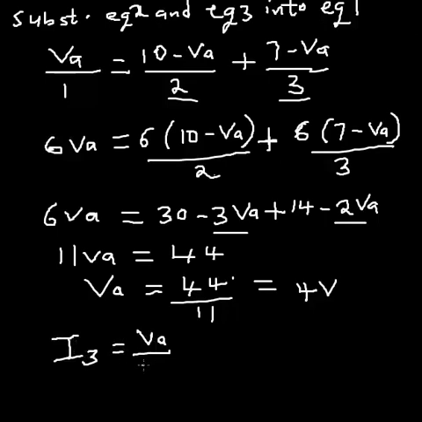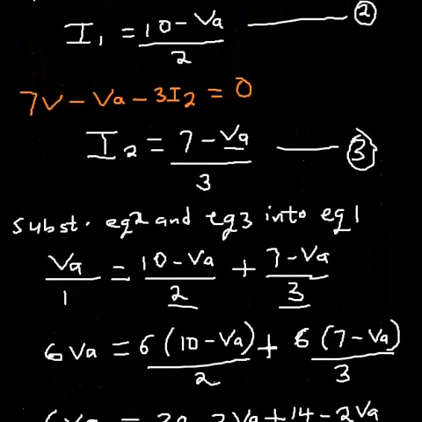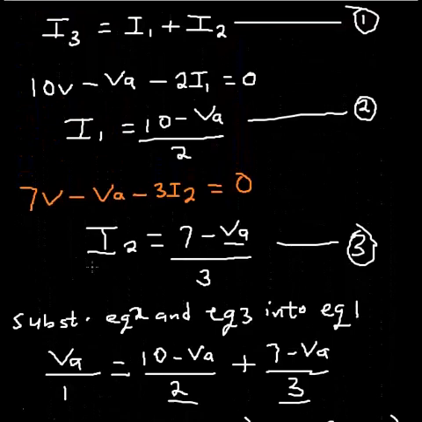So that's going to be 4 divided by the resistance of the load. The load is 1 ohm. So that means the current across the load is 4 ampere. Okay. The voltage across the load is 4 volts. All right. So you can get other voltages and other currents. If you want to get I2, simple. I2 is 7 minus VA all over 3.